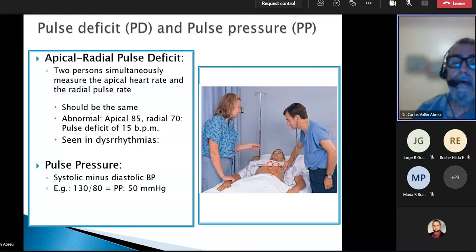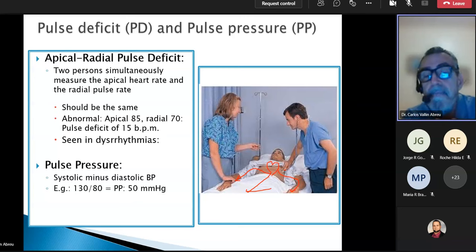And the lady has placed her fingers on the radial artery, a superficial artery that we have here in the wrist. And each time the heart contracts, it sends a wave of blood and pressure along all the arteries of the body. And in the superficial arteries, we can palpate this wave. And this is the radial pulse.